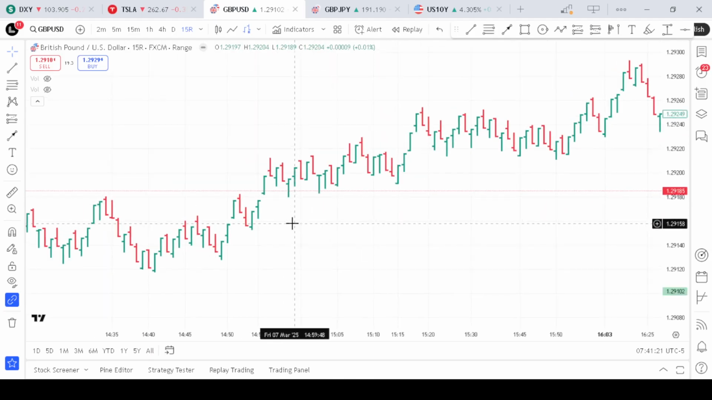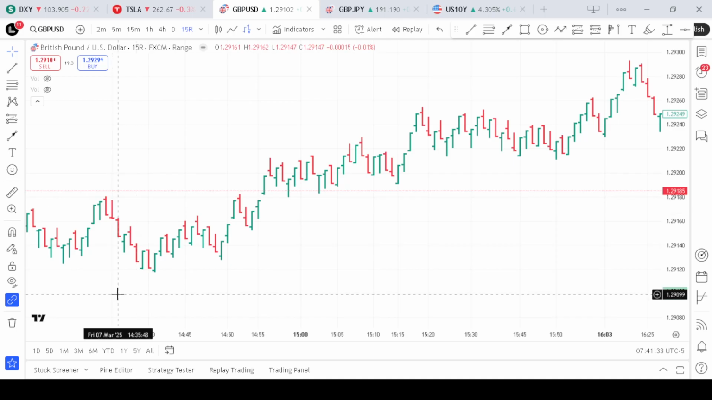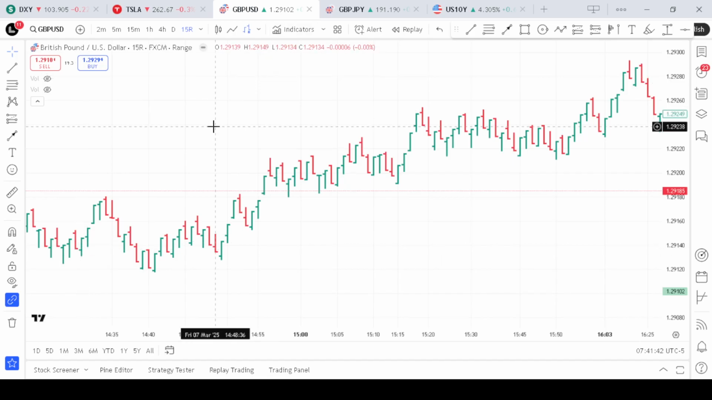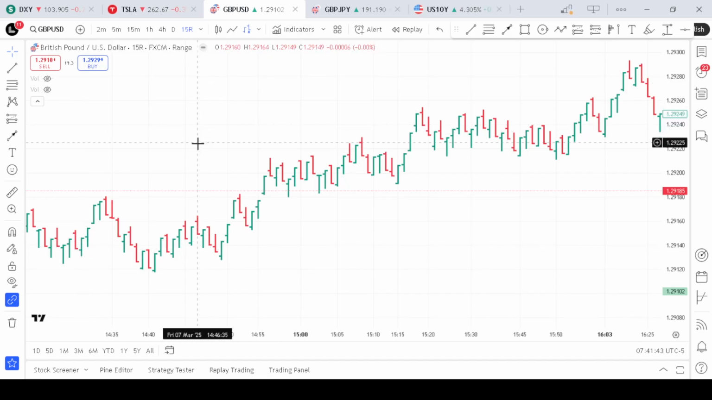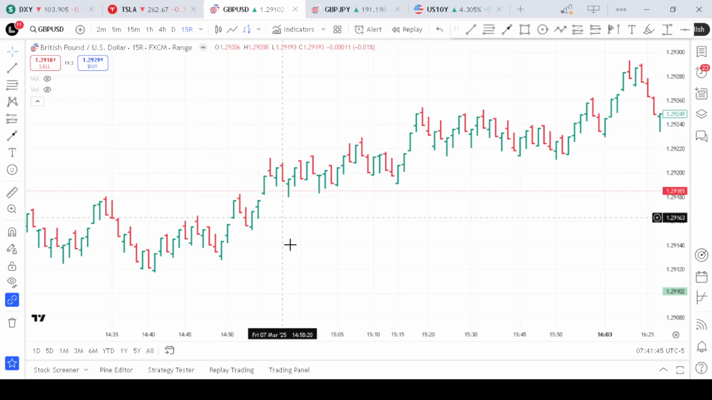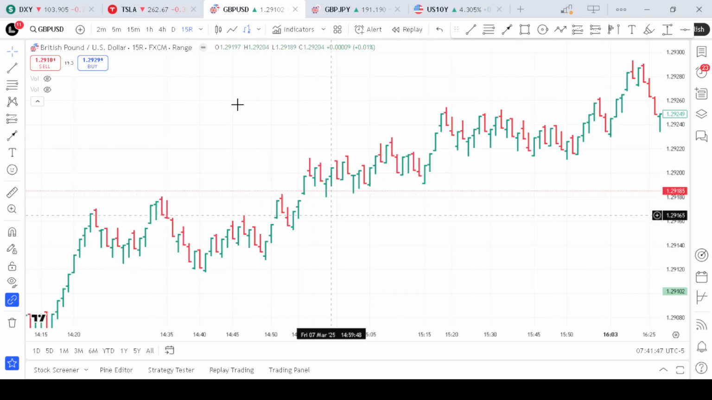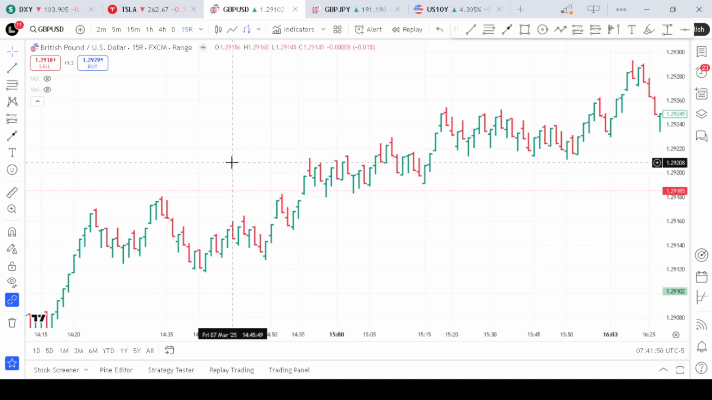Variable time frames. The bars form based on price movement, not a fixed time interval. Reduced noise. It eliminates small price fluctuations that distort your analysis. These are the advantages and the characteristics of the range bar.